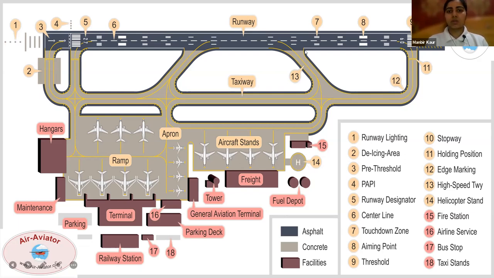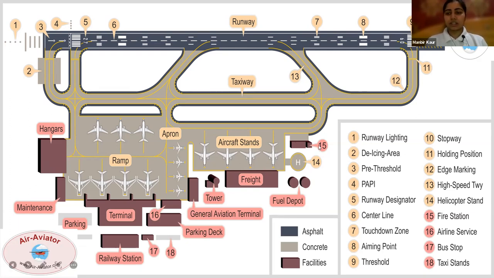And now that was all about main operations. And if I talk about the backup places, so 15 comes the fire station. So the fire station team is always ready to operate in any emergency. So it is placed very close to the runway, so that if any emergency occurs, the fire team could reach the place as soon as possible. So 15 is the fire station.